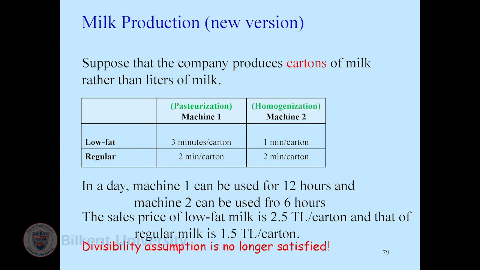So the numbers are the same, but it's per carton, no longer per liter. Okay? First of all, this is no longer an LP because divisibility is gone. You cannot sell 1.3 cartons of regular fat milk. It's not defined, yeah? So it's not an LP anymore, it's something else. But shall we formulate it?